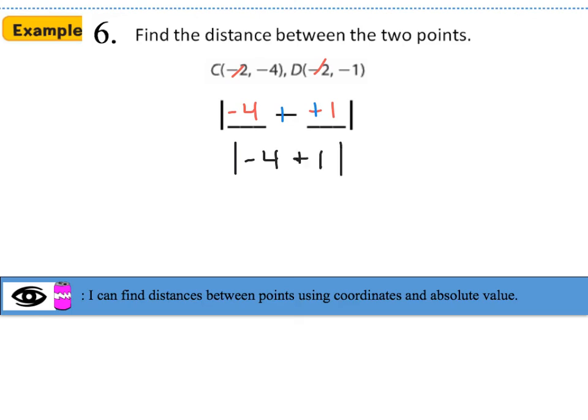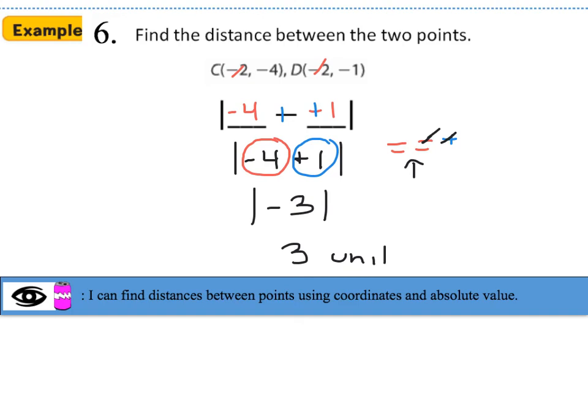Now we can go ahead and take a look at this. I have 4 negatives here, so I'm going to draw 4 negatives. And then I have 1 positive, so I'm going to draw a positive sign here. I can cross out a negative and a positive because those are zero pairs. The amount that I have left would be negative 3 because there are 3 negative signs left. And the absolute value of negative 3 is just equal to 3. So point C and D are 3 units apart.